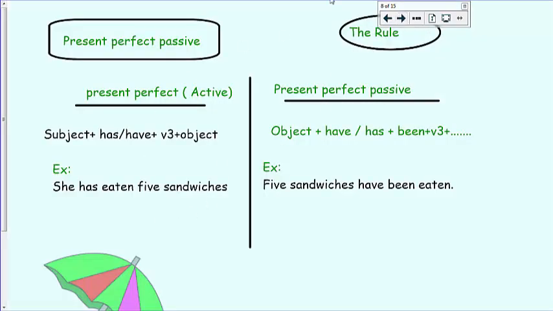If we want to write a summary here for the rule, in active form we use subject, has or have, plus verb, plus object. In passive form we have object, has or have, plus been, plus verb 3, and the complement of the sentence. She has eaten 5 sandwiches. 5 sandwiches have been eaten. We don't know here. We are concentrating on the action, not who does the action.